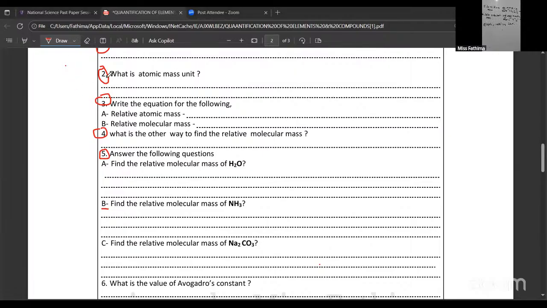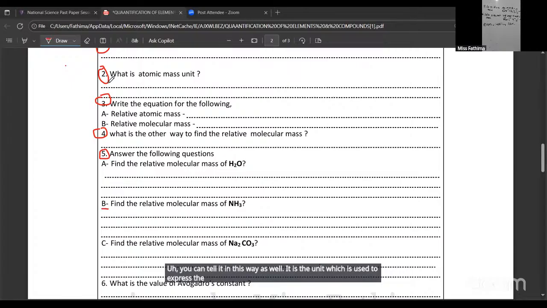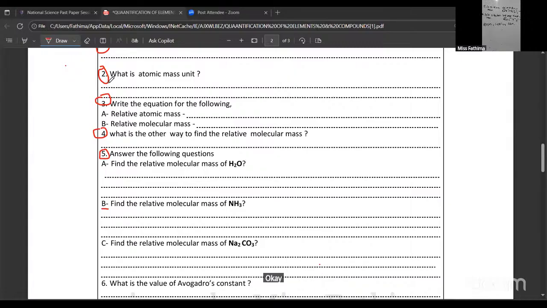What is an atomic mass unit? Atomic mass unit is the unit expressed. You can tell it in this way as well. It is the unit which is used to express the real atomic mass. It is a mass unit which is used to express the real atomic mass. That is the one you have to write. Right, then let's continue with the next one.